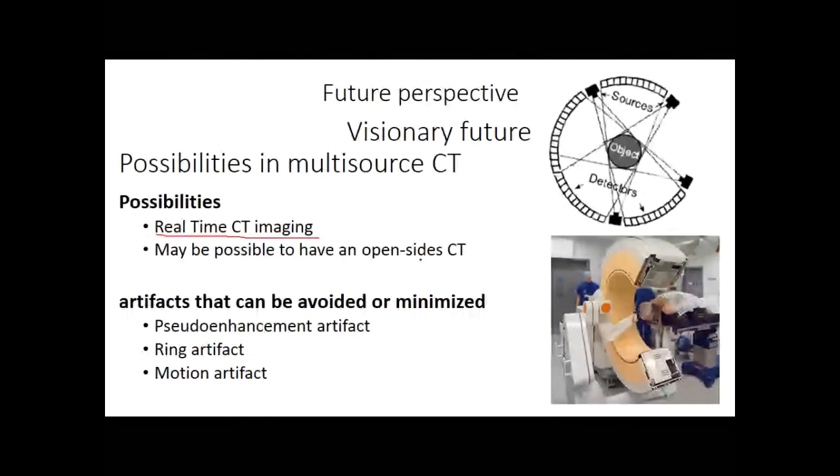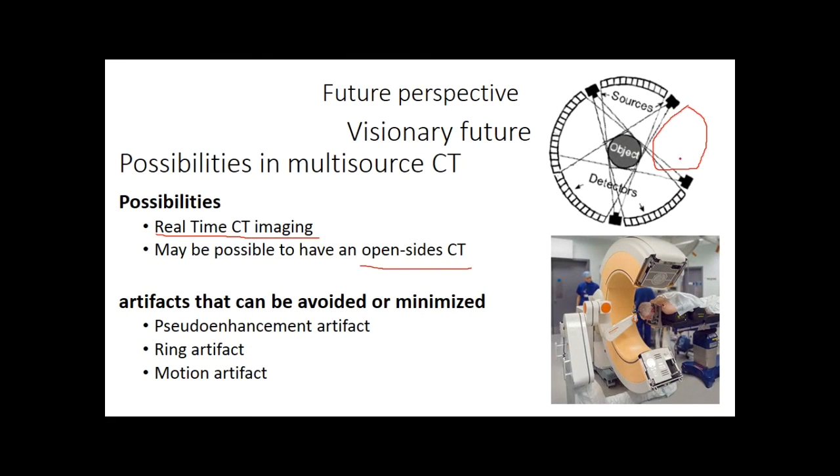The other possibility is to have an open-sided CT scan, which can be used in operation theaters for localizing and so on. So this is a possibility. If you have a gap here, you can make an open source CT unit. Similar to this, this is an O-arm. This is a CT scan, but it is O-arm. But just imagine if we have a gantry shape like this. This is also a possibility in the future.